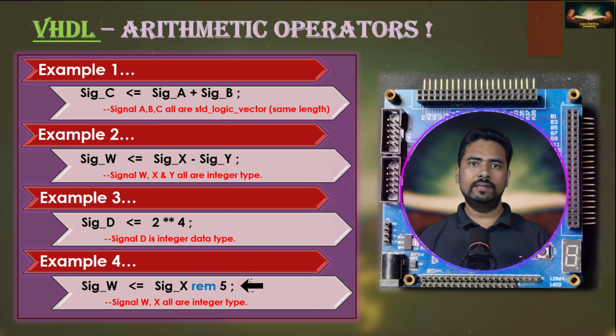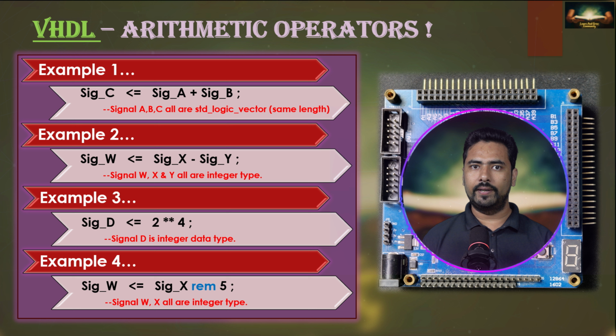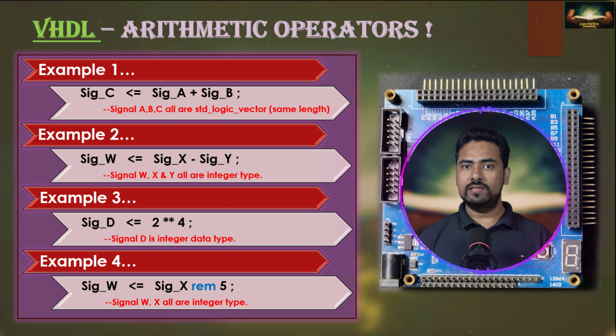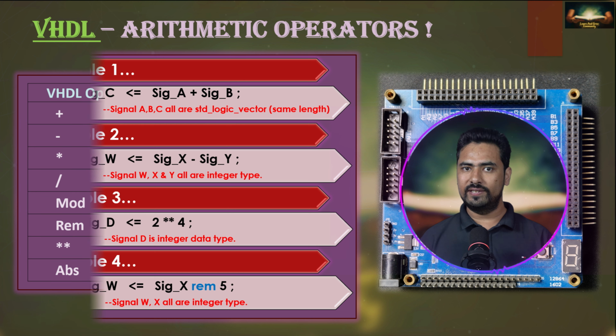The last, fourth example is sig W gets the value of sig X rem 5 semicolon. Here sig W and sig X are integer data type. So in all four examples, you must notice that we highly focused on the data type, because if you do not follow the right VHDL guidelines to use the same data type while using these operators, then you are likely to get a compilation error in your code. Hence, this is super important to remember while using them.